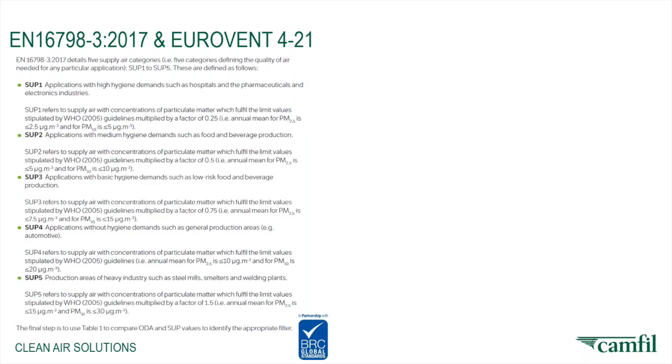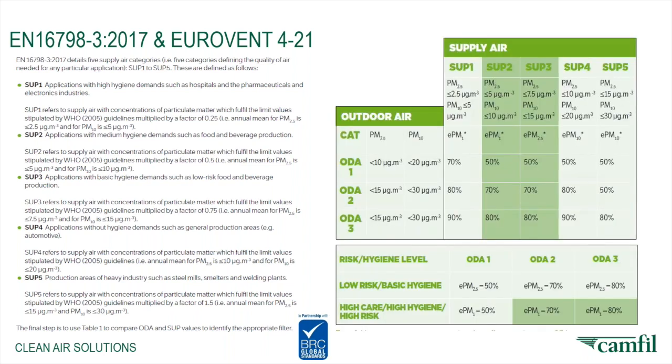This provides clear instructions for filter selection for manufacturers and auditors. And as we can see below, the standards have broken it out from supplier 1 to supplier 5. What we've put into the document as well is this table, which shows the category for outdoor air 1 to outdoor air 3, and also supplier from supplier 1 to supplier 5.